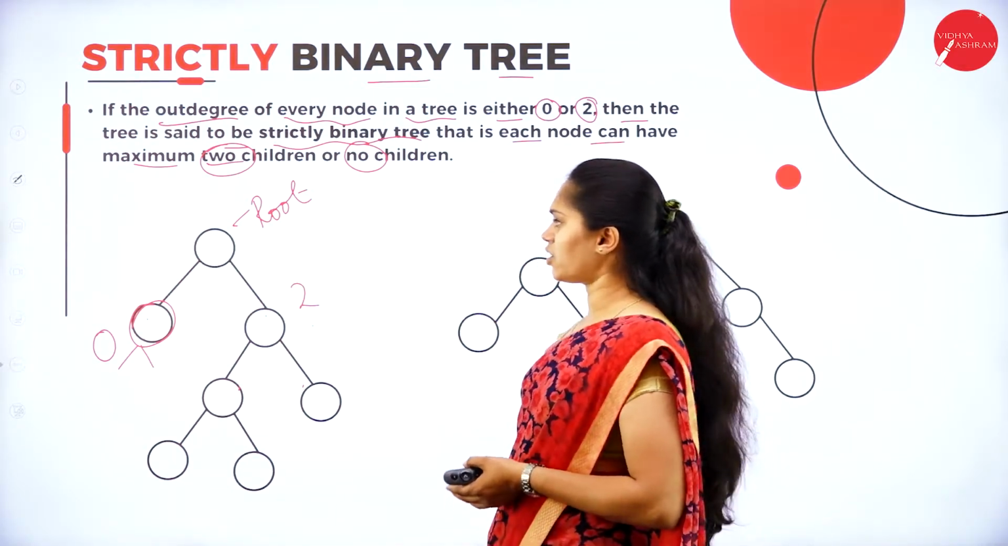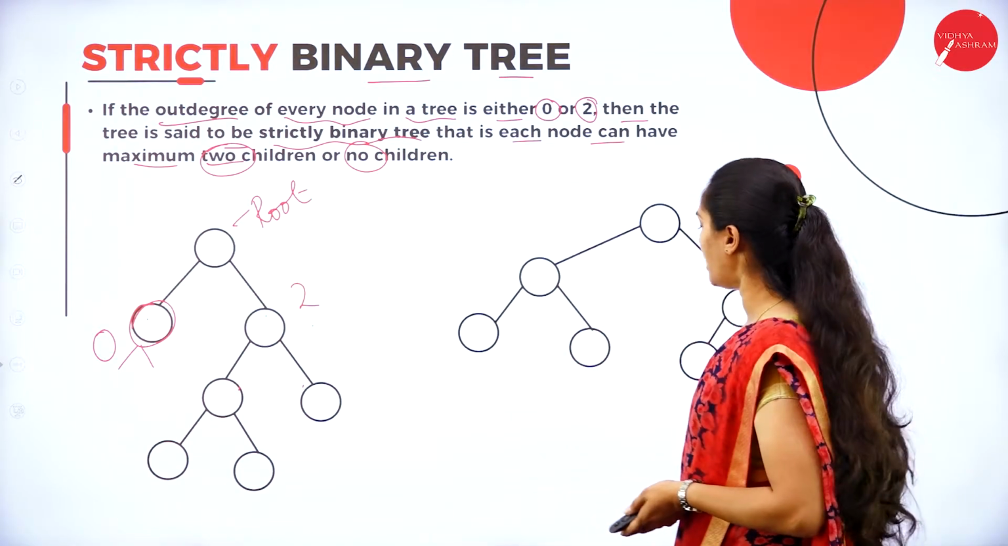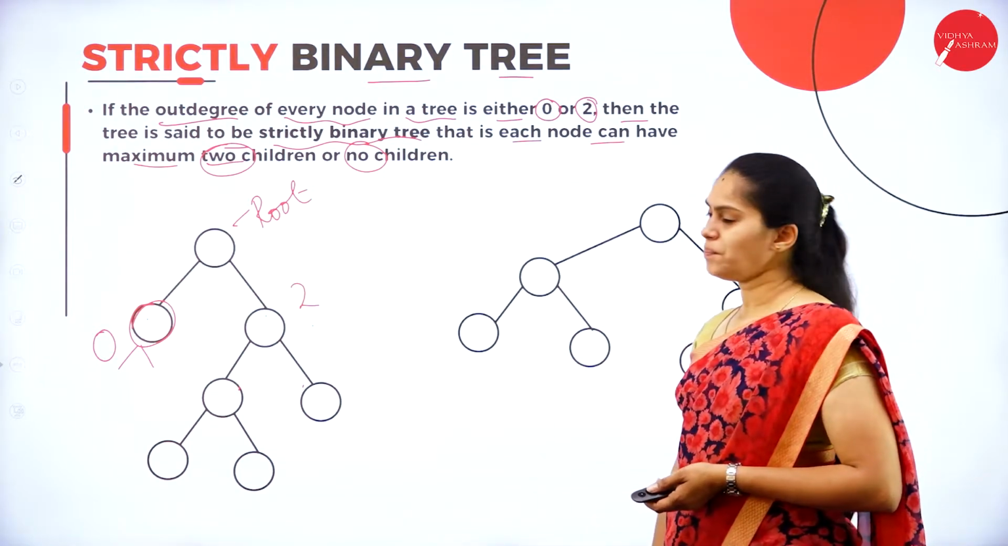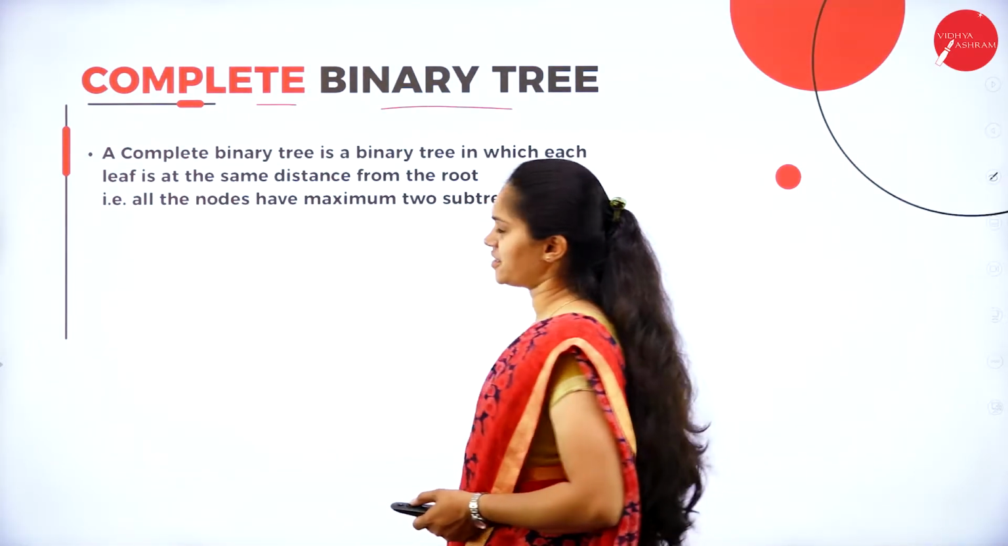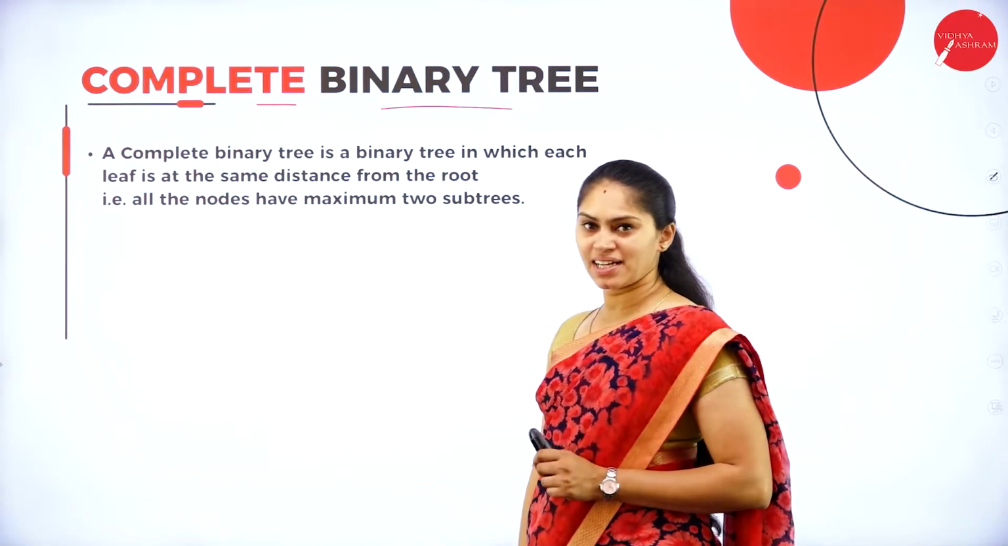Then we can say that kind of tree is a strictly binary tree. Here also you can see one of the examples. We'll see the second type, that is complete binary tree. So now we got to know what is a strictly binary tree, right?